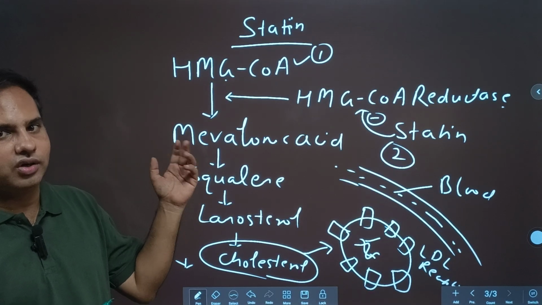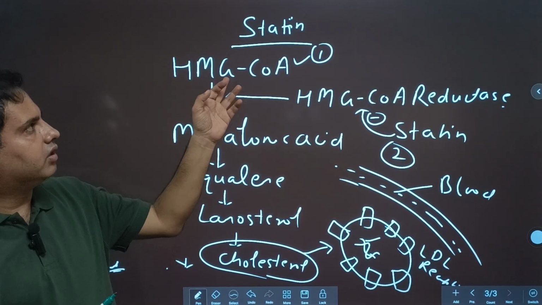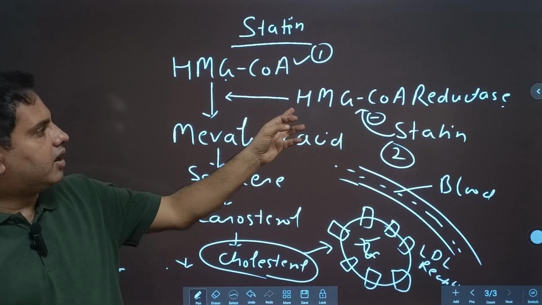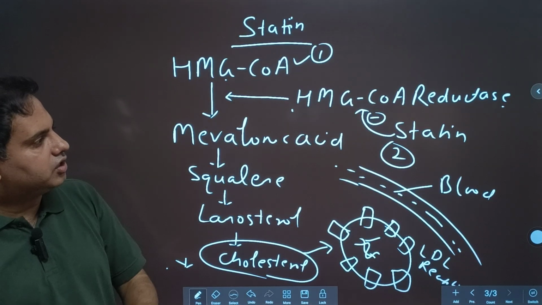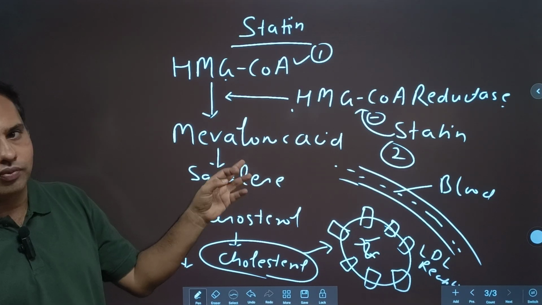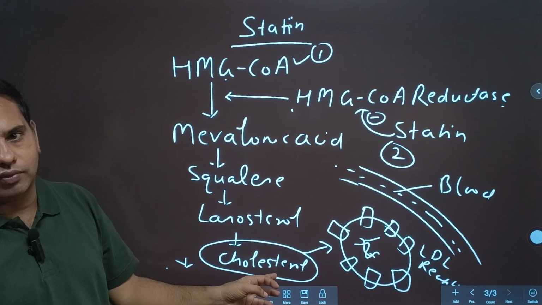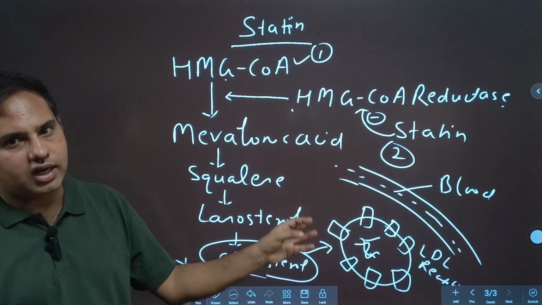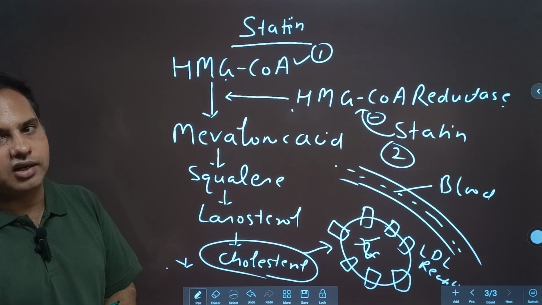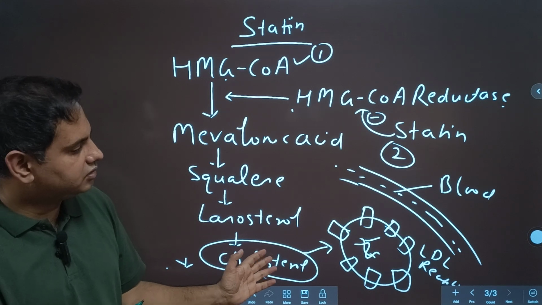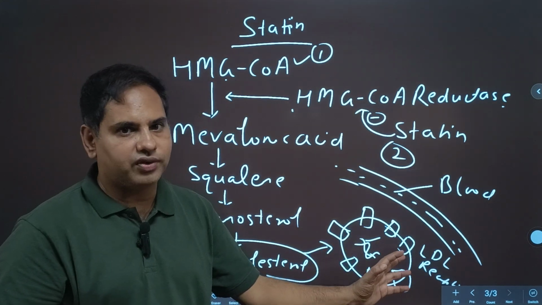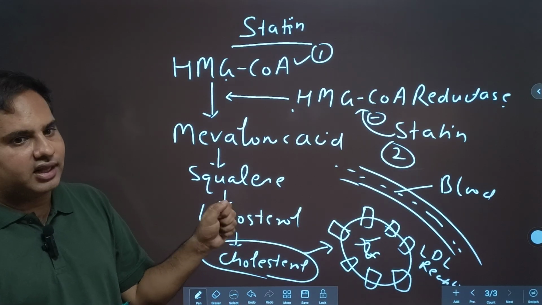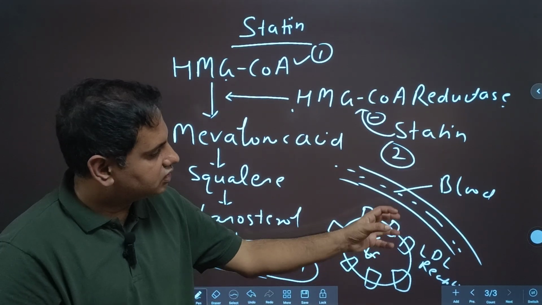So it's going to inhibit the HMG-CoA reductase, and by inhibiting the HMG-CoA reductase, your mevalonic acid will not form, and ultimately your cholesterol will not form. So when your cholesterol will not form, then what will happen? Your hepatocytes, your body will do the compensatory mechanism, and by the compensatory mechanisms, LDL receptors expression on the surface of the cells is going to increase.